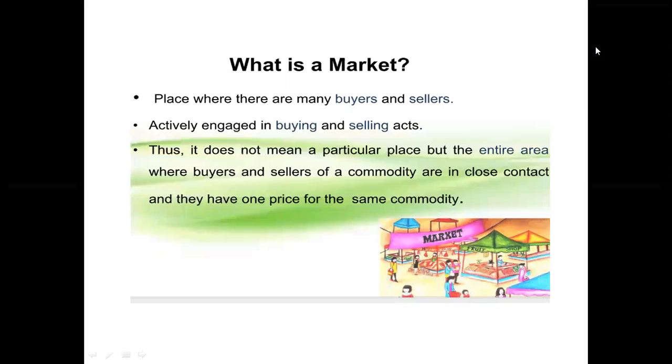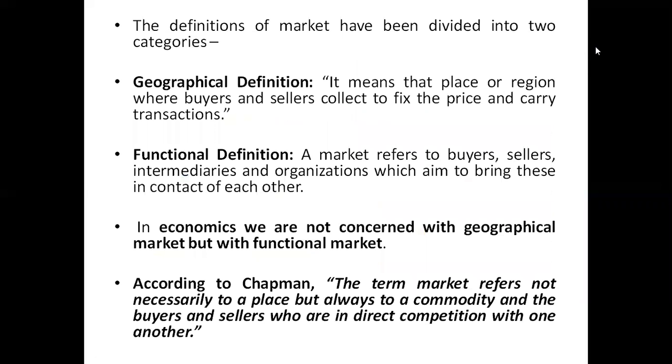Market is a place where there are many buyers and sellers. They are actively engaged in buying and selling acts. So it does not mean a particular place, but the entire area where buyers and sellers of a commodity are in close contact and they have one price for the same commodity.